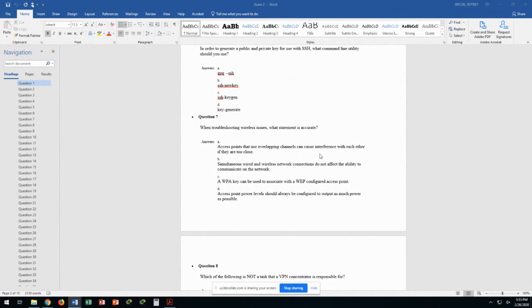What? I think I heard it. C, right? ssh-keygen, right? So C is the correct command line.